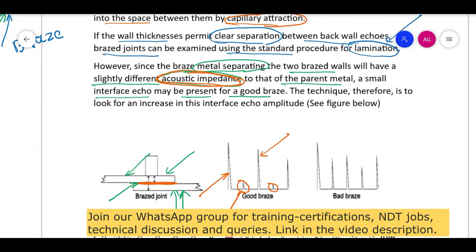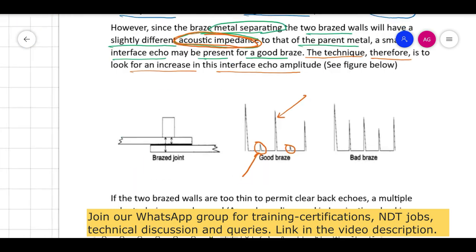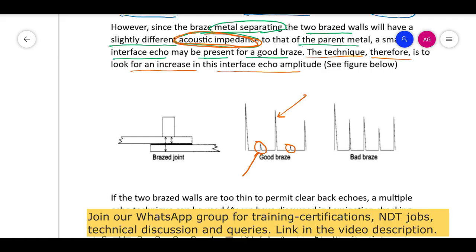And suppose there is a defect here, that means there is a problem in the braze joint. There is an empty space there. So what will happen in that case? The technique there is to look for an increase in the interference echo amplitude. Sometimes it happens that this braze joint is not placed properly. Here in the middle of the braze joint, let's say, there is some empty space left, like porosity or cracks. Sorry, it will not be lamination, but there are cracks, porosity, or any empty space left.